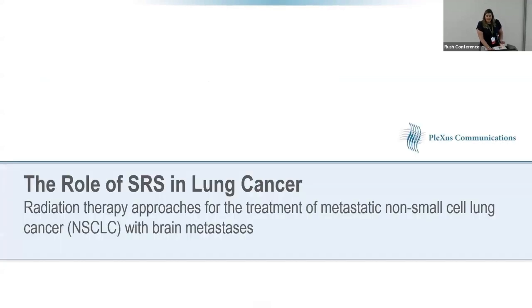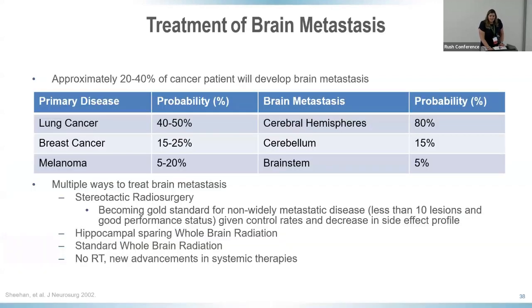So now we're going to shift gears and talk about the role of SRS, which is stereotactic radiosurgery, in the setting of brain metastasis. So for treatment of brain metastasis, there are multiple options, and it really just depends on how your patient presents. Approximately 20 to 40% of cancer patients will develop a brain metastasis within their diagnosis.